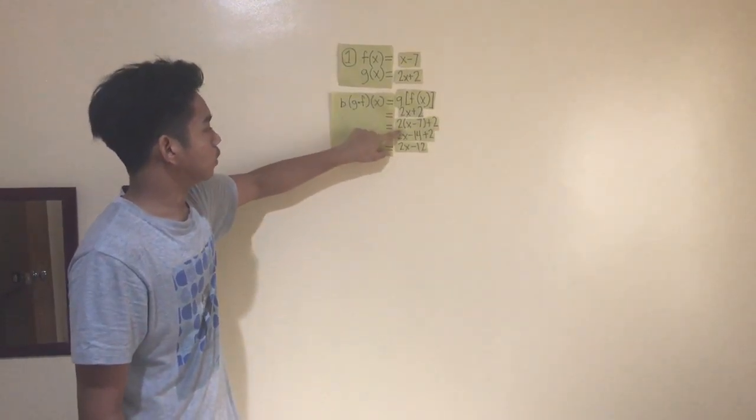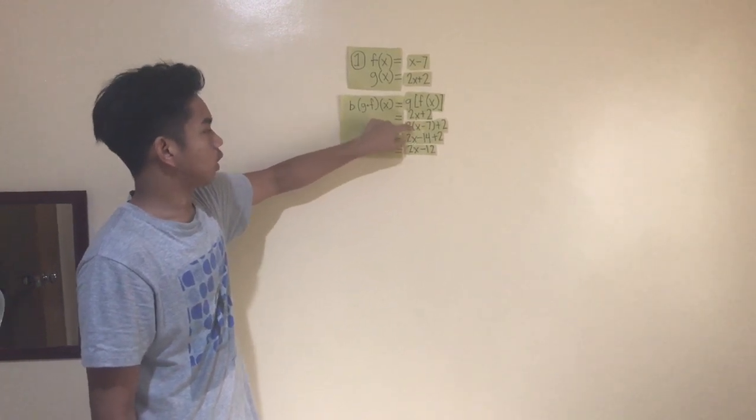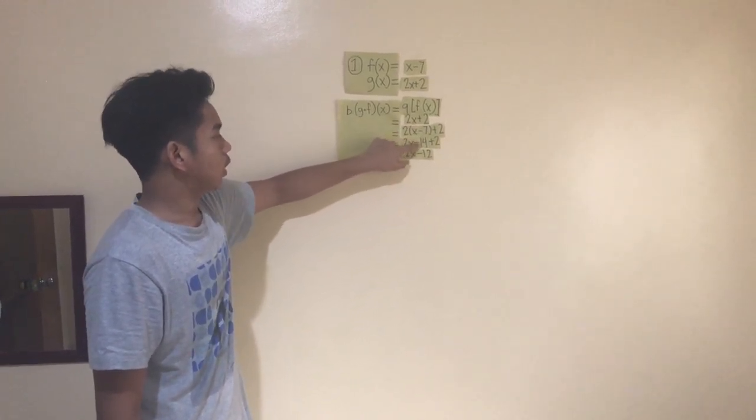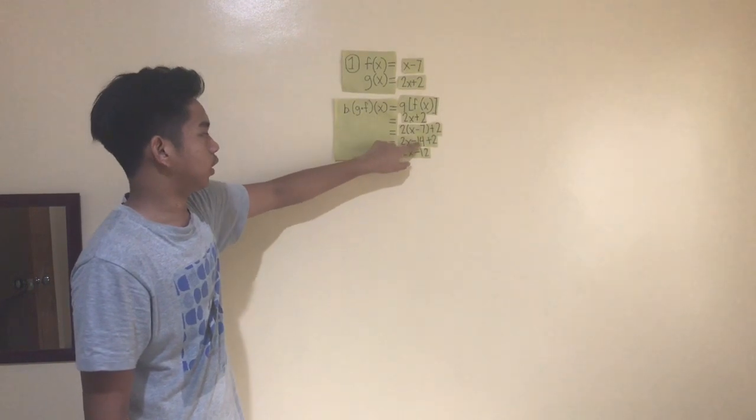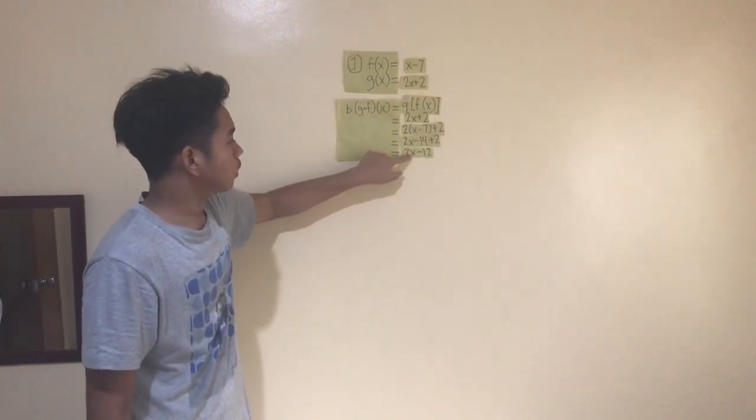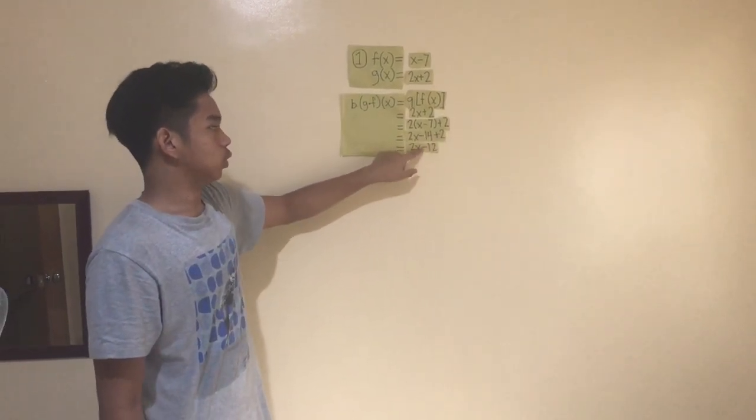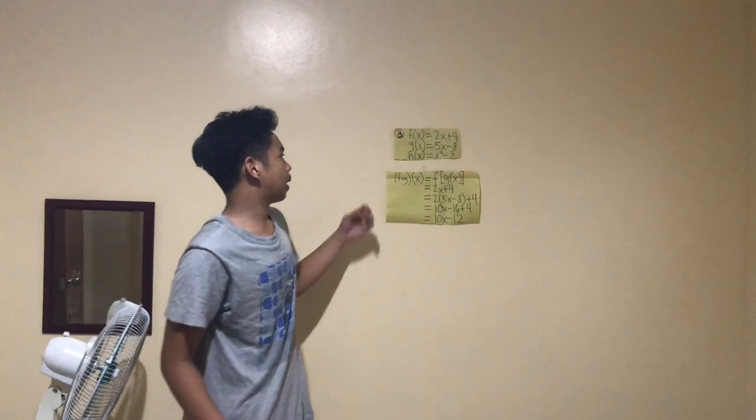So 2 times x is 2x. 2 times negative 7 is negative 14. So bring down plus 2. And then 2x minus 14 plus 2 is negative 12. So 2x minus 12. So this is the next example.